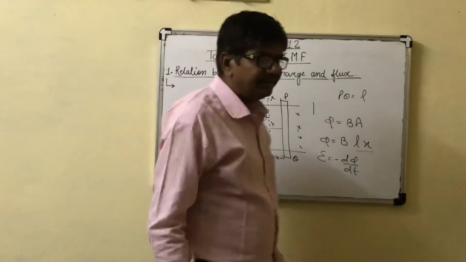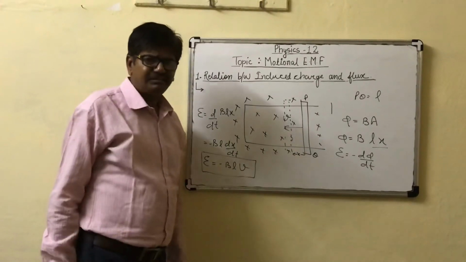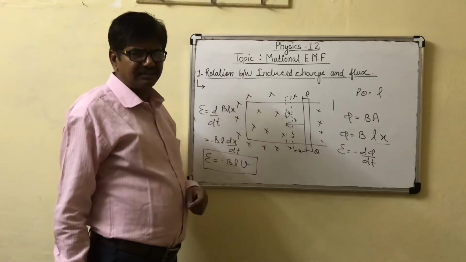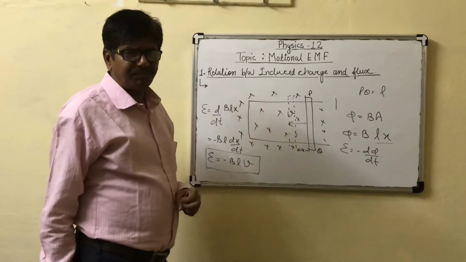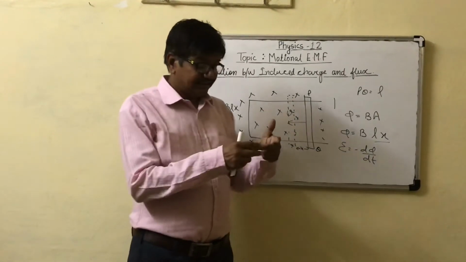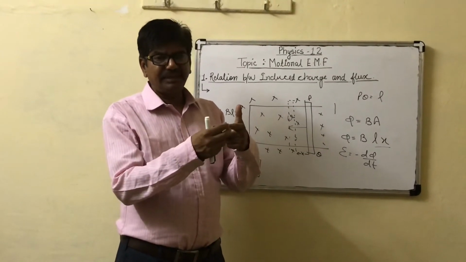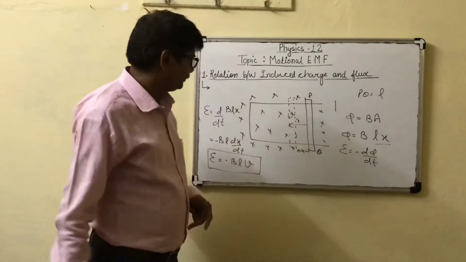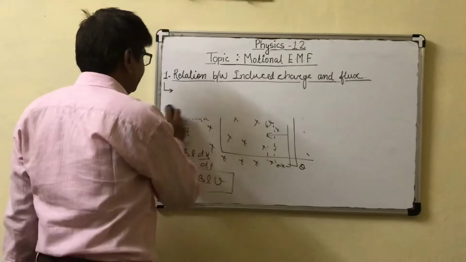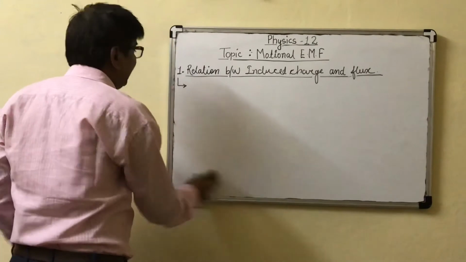Now the question is, what is Fleming's left hand rule? In Fleming's left hand rule, we stretch the left hand in such a way that the thumb, forefinger and center finger are stretched perpendicular to each other. The center finger indicates the direction of current, the forefinger indicates the magnetic field, and the thumb indicates motion. This is Fleming's left hand rule. So motional EMF E is equal to minus d phi by dt, which is E equal to minus B L v.